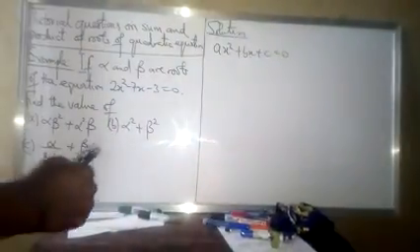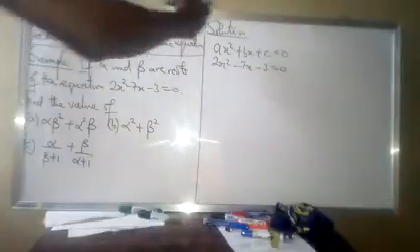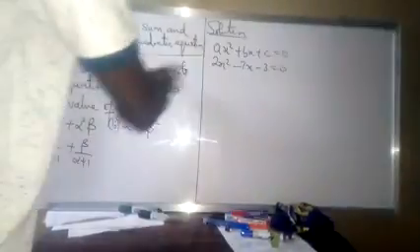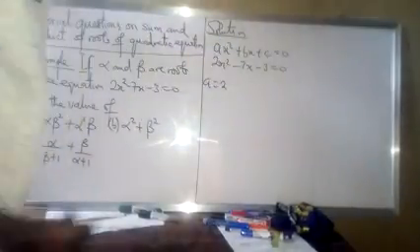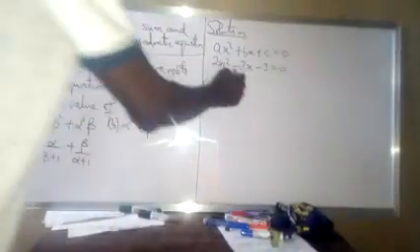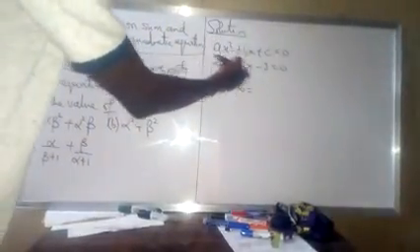Now we first compare the general quadratic equation ax squared plus bx plus c equals 0 with 2x squared minus 7x minus 3 is equal to 0. By the time we compare this general form with the given one, we will say that our a is 2, the coefficient of x squared. Then our b will be the coefficient of x, which is minus 7. And our constant c will be minus 3.